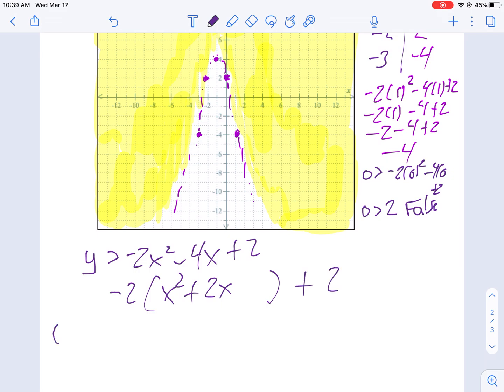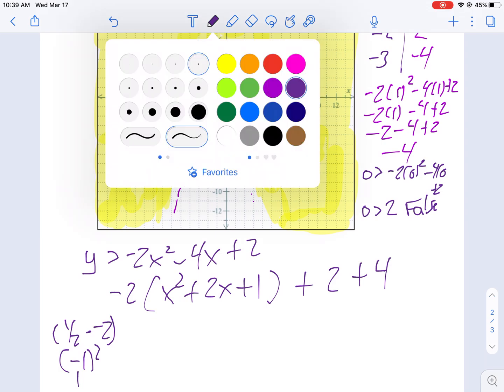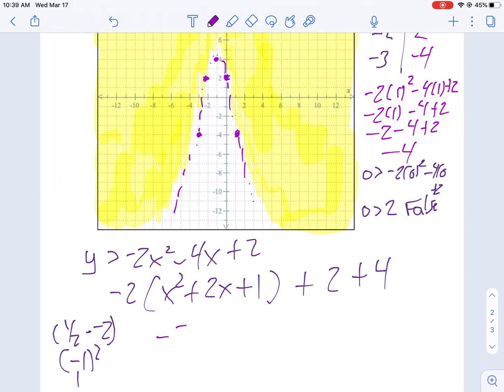Now I go to the side. I take half of negative 2. Well, that's negative 1, and I square that, gives me 1. So I add 1 inside here to make that a perfect square. Now really what I'm doing is taking negative 2 times 1, so I'm really adding negative 2. So I better put plus 2 out here. Now let's factor that. So you get negative 2 times x plus 1, the quantity squared, plus 6.